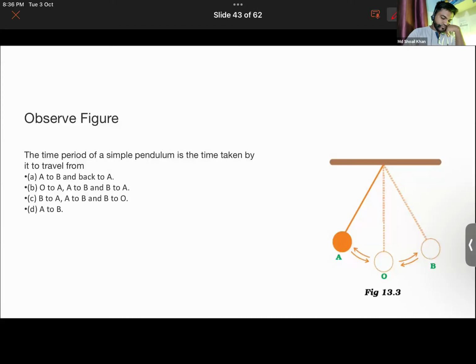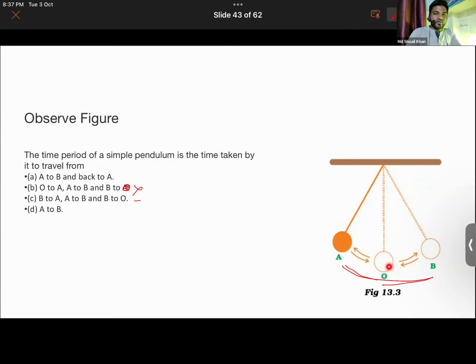Or can there be multiple options that are correct here? Sir, I think it's B. It's B, O to A to B, and then B to A. No. Had the option been like this now, O to A, then A to B, and then B to O, then it would have been correct. But here that is not the case. So this one is wrong here. Look at option number C here. That is saying B to A, from here to here, and then A to B, and then B to O. That's a bit of extra oscillation.